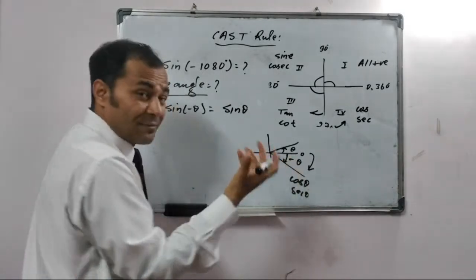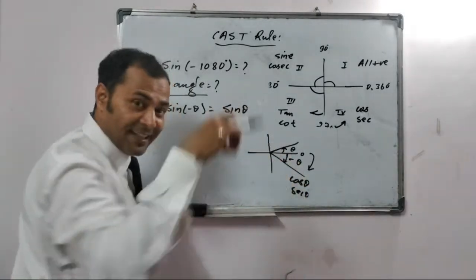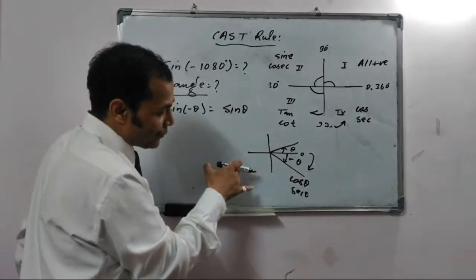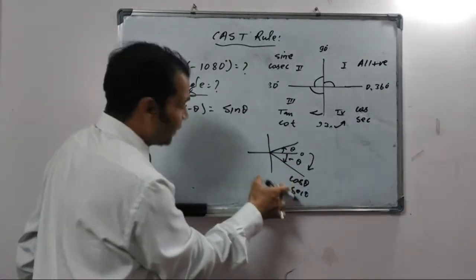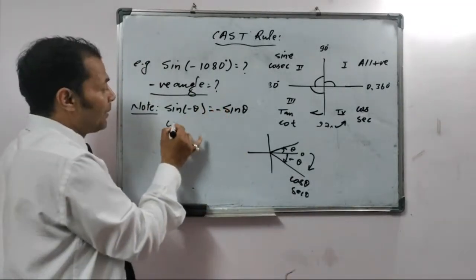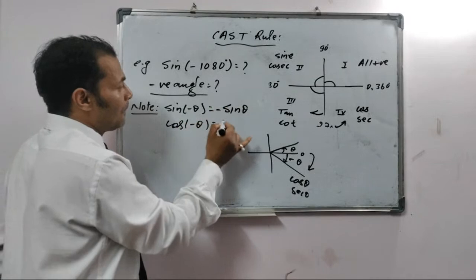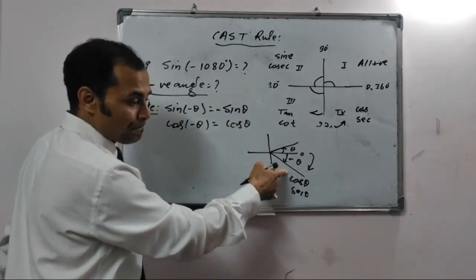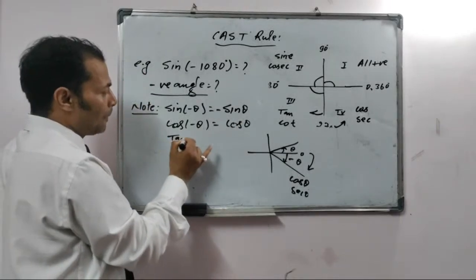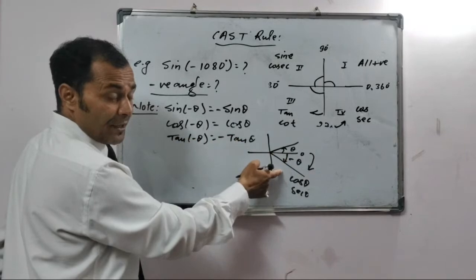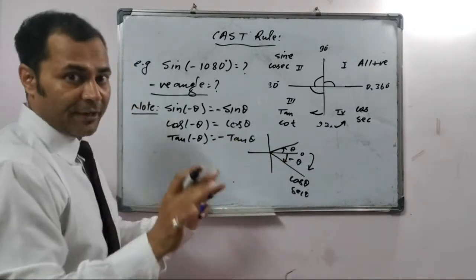So here it's very simple. Other than these two, each of the ratios will be negative. Clear? Are you getting me? It means sine minus theta is minus sine theta, right? Cos minus theta is cos theta, simply positive, because it lies over here. Tan minus theta will be minus tan theta, because tan is negative over here. So you guys are clear now.